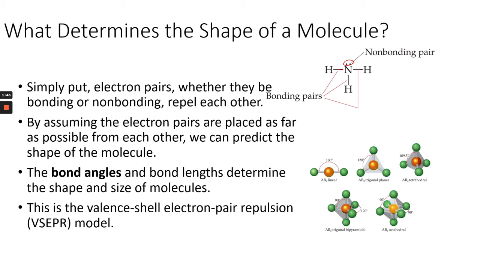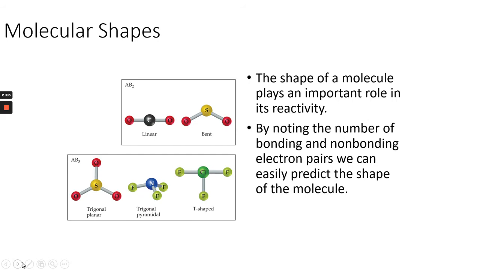If you want to get really specific, though, the bond angles and the bond lengths determine the shape and size of the molecule. But what determines those bond angles and bond lengths? The repulsions of your electrons. And that's where the VSEPR model comes in: Valence Shell Electron Pair Repulsion. Because they are repelling each other, they dictate the shape of your molecule. The shape of your molecule plays an important part in how reactive it is. By looking at how many bonding and non-bonding electron pairs you have, you can easily predict the shape of the molecule and how it will react.